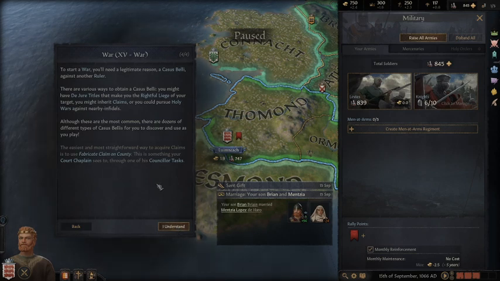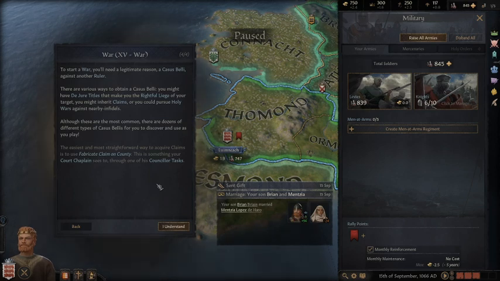To start a war, you'll need a legitimate reason, a casus belli against another ruler. There are various ways to obtain a casus belli. You might have de jure titles that make you the rightful liege of your target. You might inherit claims, or you could pursue new holy wars against those nearby infidels. Although these are the most common, there are dozens of different types of casus belli. Things for you to discover and use as you play.